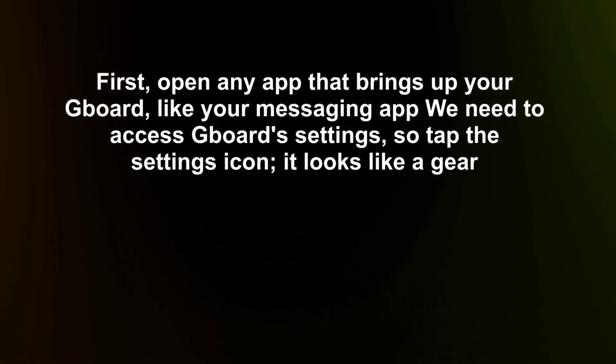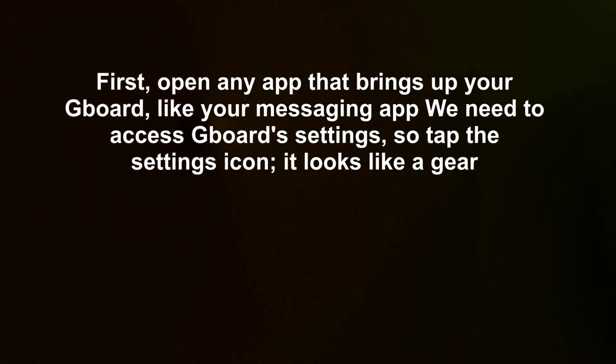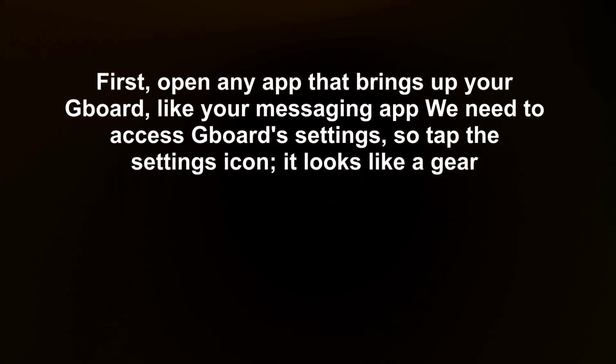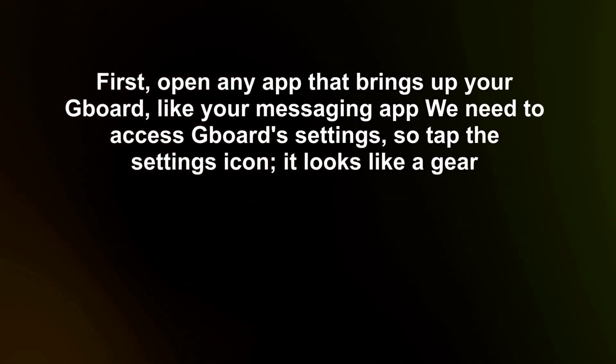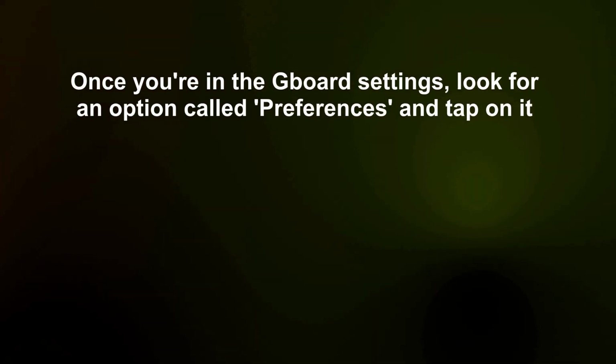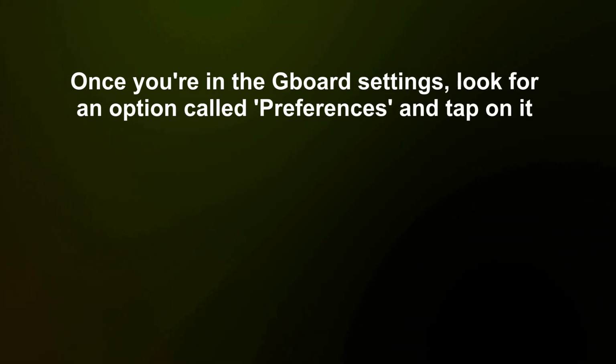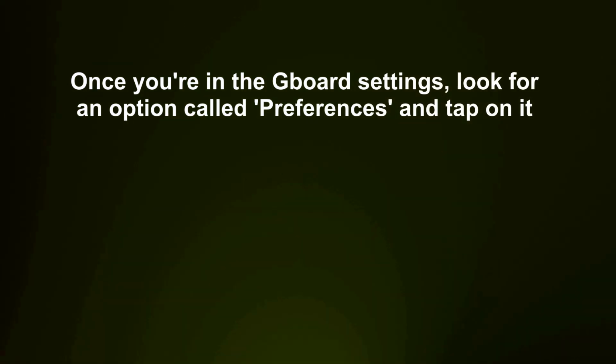First, open any app that brings up your Gboard, like your messaging app. We need to access Gboard settings, so tap the settings icon. It looks like a gear. Once you're in the Gboard settings, look for an option called Preferences and tap on it.